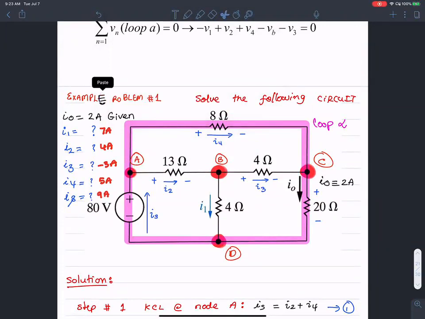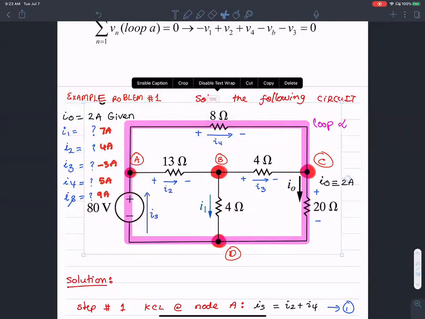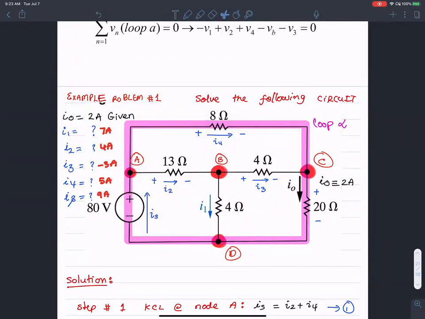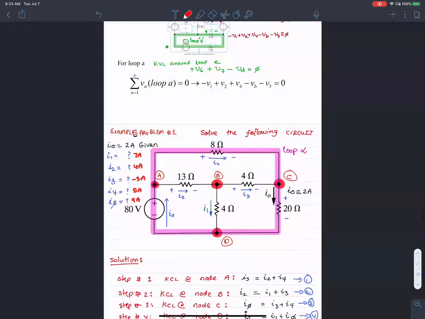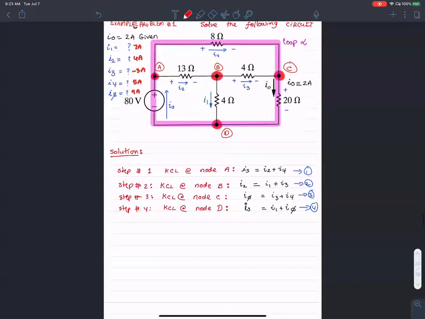What questions do you have, please? So this is when we are trying to solve this circuit with the given 2 amperes. All we have to do is set up KCL and KVL equations and then solve the system of linear equations.